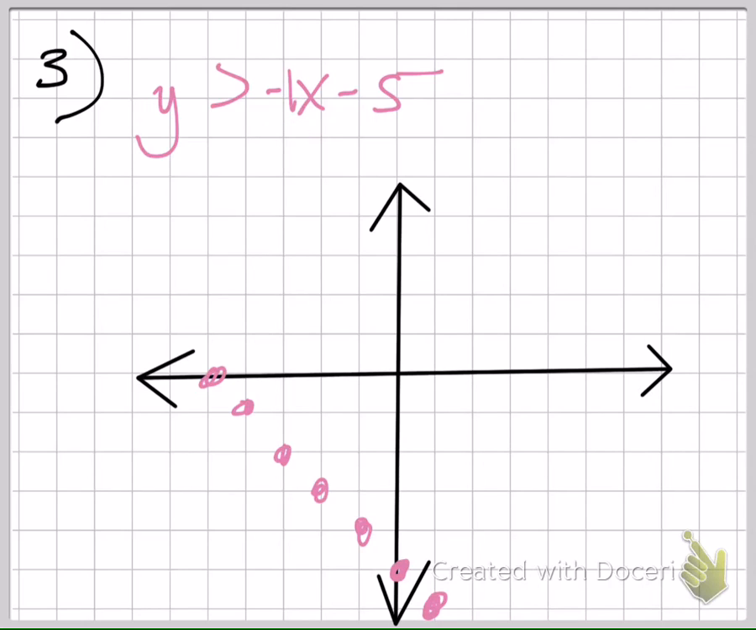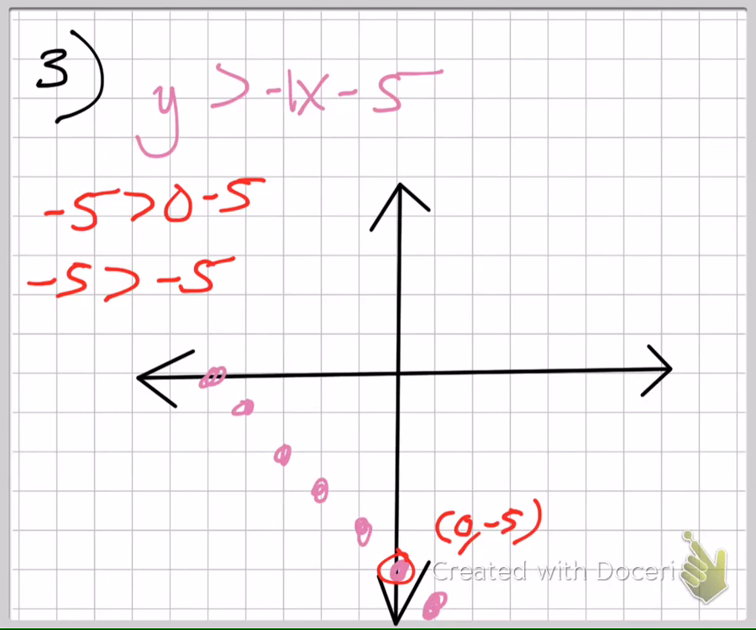Now on this one, before we draw our line, I want to test out a point on the boundary line. Let's test out this point, which is 0, negative 5, right? You don't have to do this here, but I just want to show you what this would look like. If you test out that point and plug in negative 5 for y, 0 for x, you would get this. Is this a true statement? Negative 5 greater than negative 5?